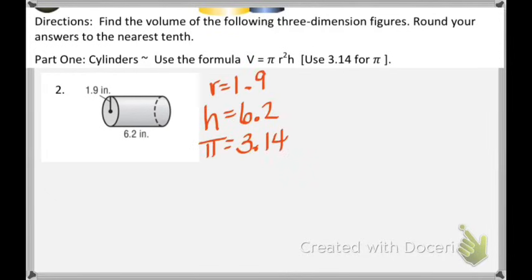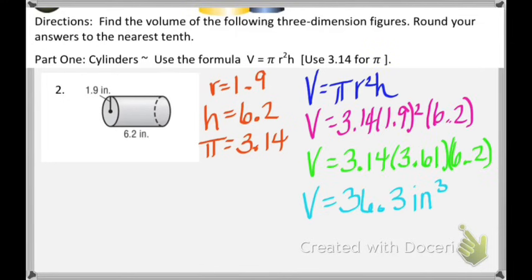This is the information that I've pulled from the problem so far. This time they gave me my radius, which was halfway across a circle, so I didn't have to divide by 2. I didn't have the diameter, I was given the radius right off the bat. Then my height, even though it's turned on its side, is going to be 6.2, and we're still using 3.14 as our estimation for pi. Okay, plug into your formula.